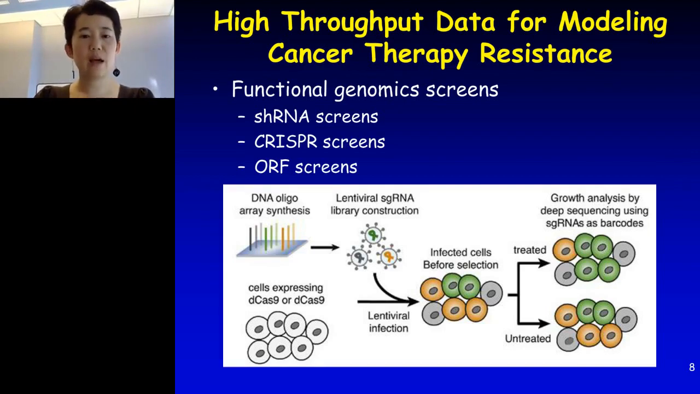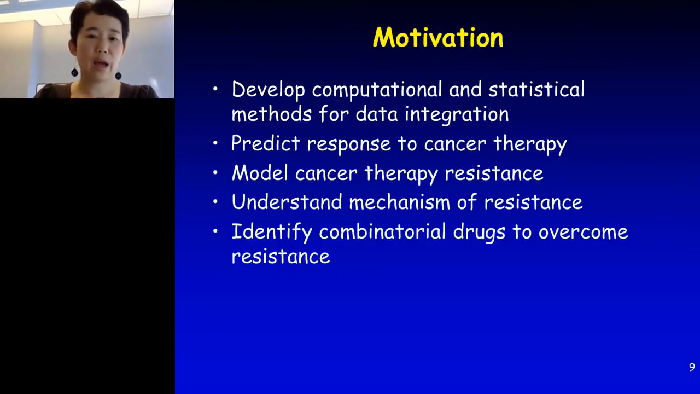We can ask, when a particular cell is overexpressing a gene or has a particular gene knocked out, would that change the cell's sensitivity to the drug that's treating the cells? This is also very promising, although this kind of data is still on the rise. We're hoping that more data will become available. And so for the motivation of the work on targeted therapy, we want to develop computational and statistical methods for data integration to be able to predict response to cancer therapy, or model cancer therapy resistance, and also understand the mechanism of resistance, and hopefully identify combination therapies in the long run to overcome drug resistance.